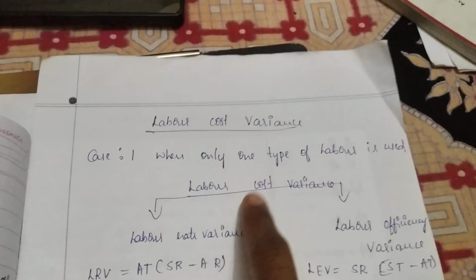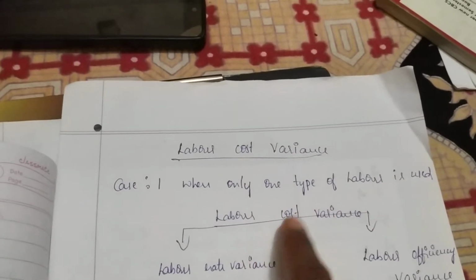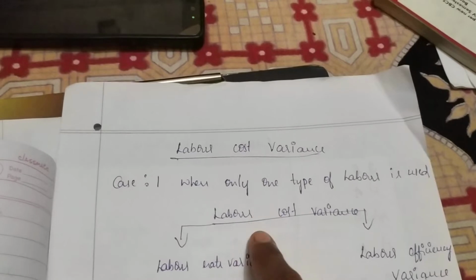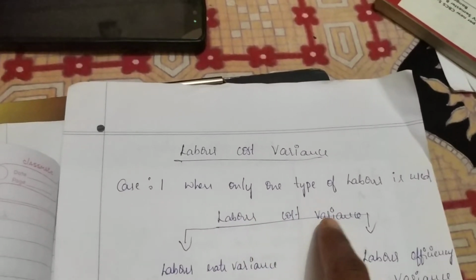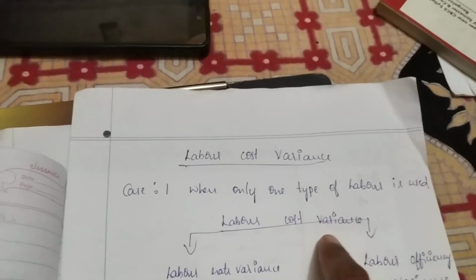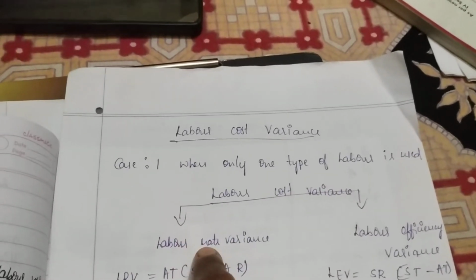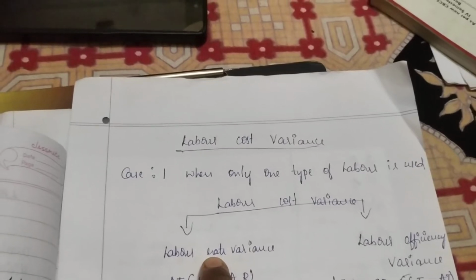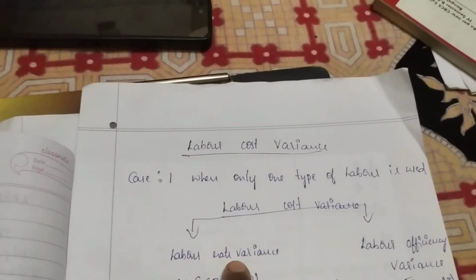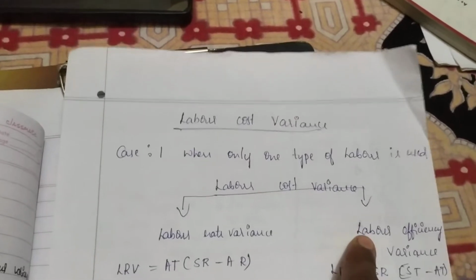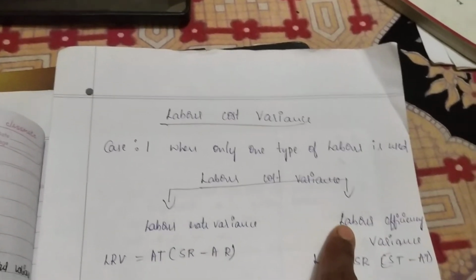Labor cost variance is nothing but the difference between the standard cost and actual cost. Standard cost is standard time multiplied by the standard rate. Actual cost is actual time multiplied by the actual rate. Labor rate variance arises due to the standard rate and actual rate. Labor efficiency variance arises due to the standard time and actual time.